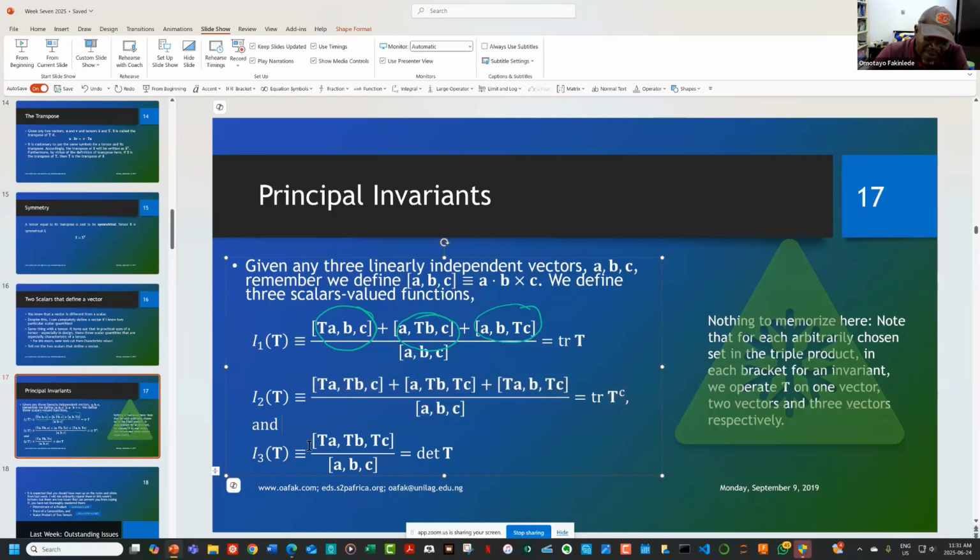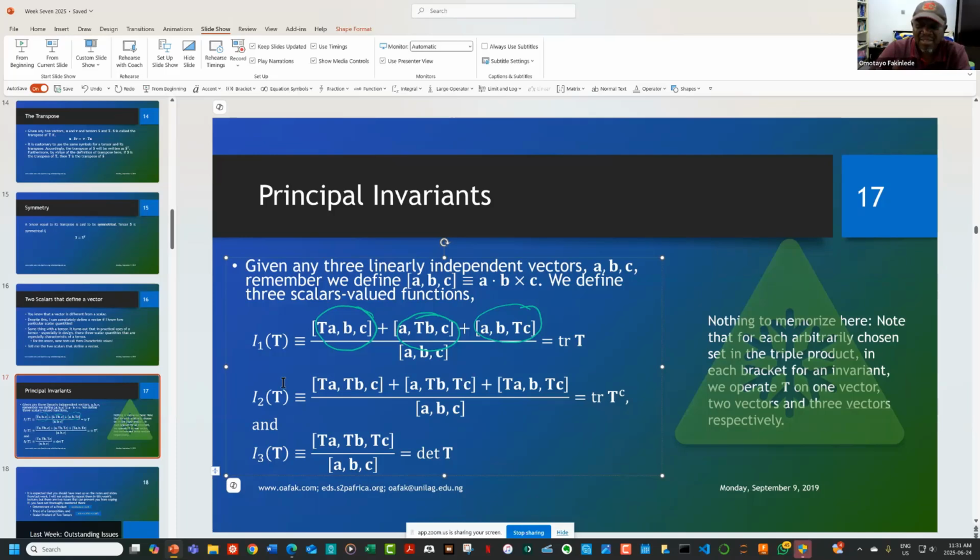For the third principal invariant, before you take the scalar triple product, you transform every one. There's only one way to transform all three, so there's no addition, nothing. TA, TB, TC are put together in a scalar triple product like this. When you divide that by the scalar triple product of the original vectors themselves, you get a quantity called the determinant of the tensor. That determinant is the third principal invariant.